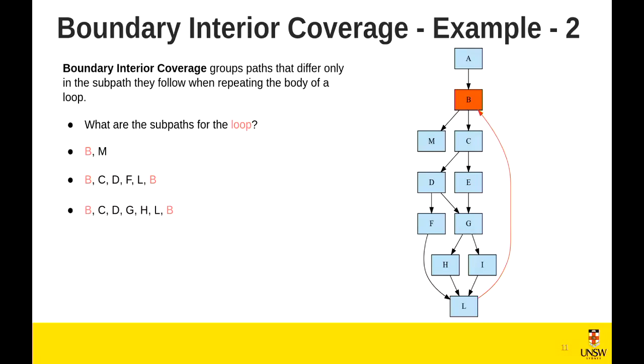And the next one should be B, C, D, G, I, L, B, because we are going to check the deepest branch first. Since we have traversed all the branches after D, we can move to check the branches for C. And we can have B, C, E, G, H, L, B. And the last one should be B, C, E, G, I, L, B.